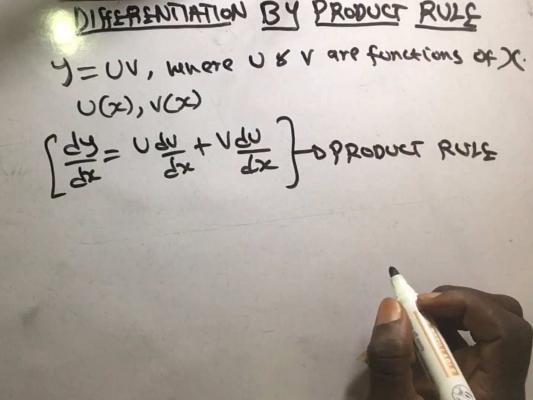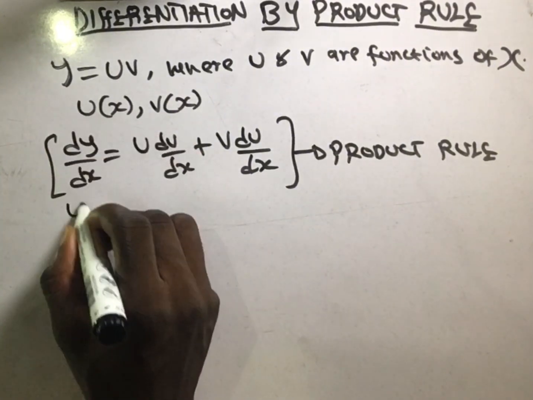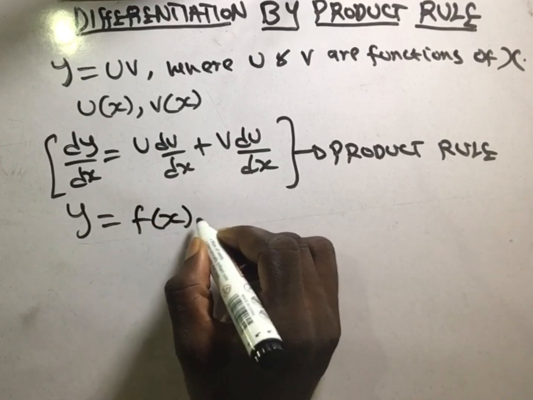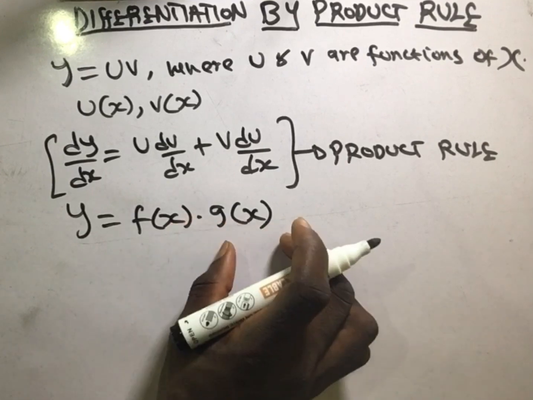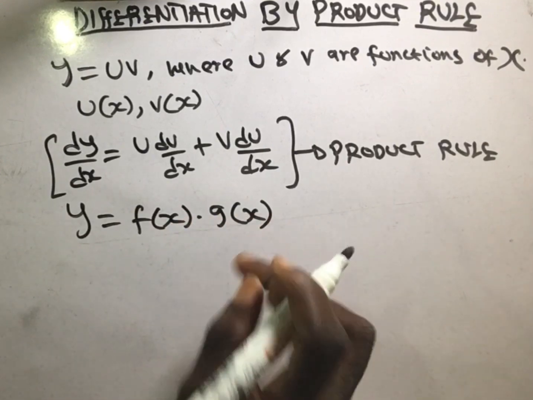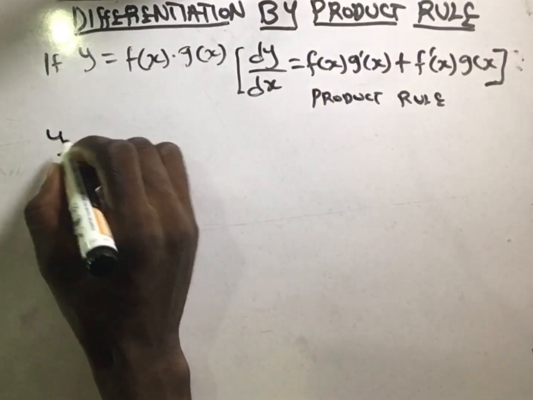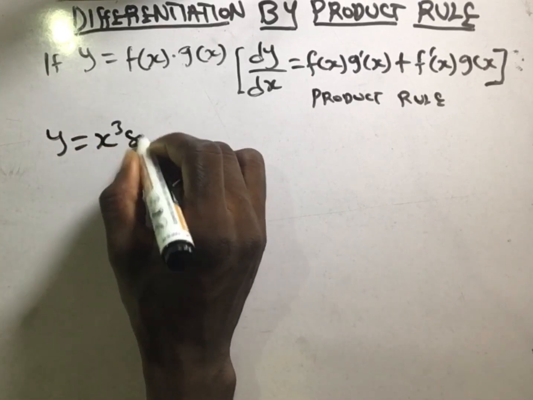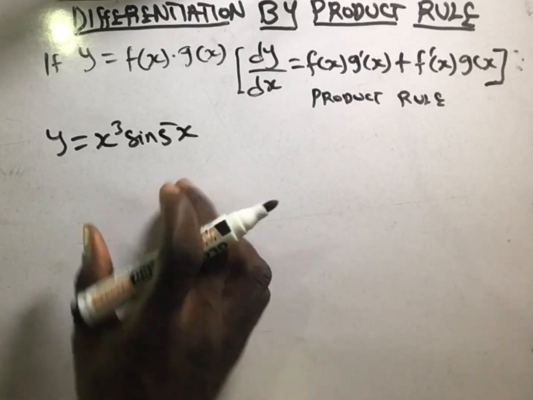But I have a much simpler formula to use. Let's assume y equals f of x multiplied by g of x. Let's say these are two different functions, two different variables which are dependent on x. So let us take the first example here, which is y equals x cubed sine 5x. So how do you actually go about this?